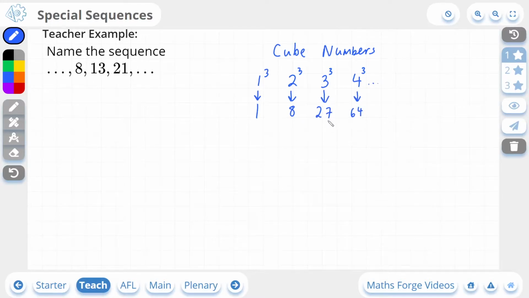You can identify whether you're dealing with the cube numbers or not by trying to cube root your terms. So if I had, for example, 125, if I was to cube root this, I would end up with 5. You could try doing this to a few more terms, and if you keep getting whole numbers, then you are dealing with the cube numbers.